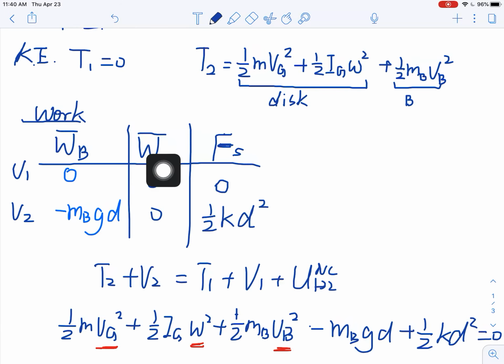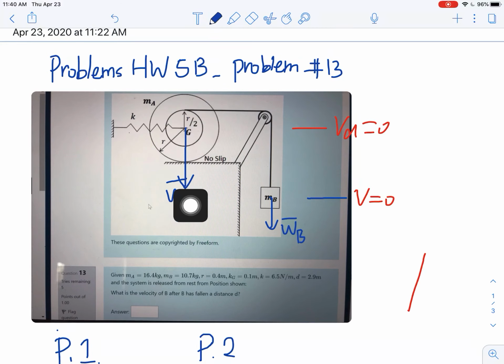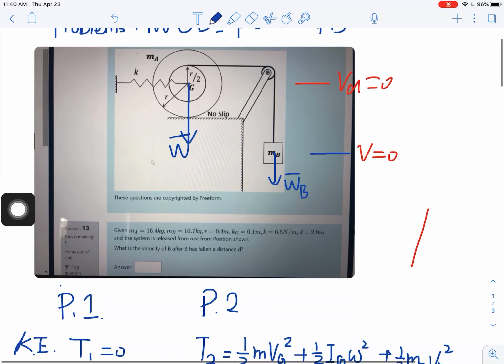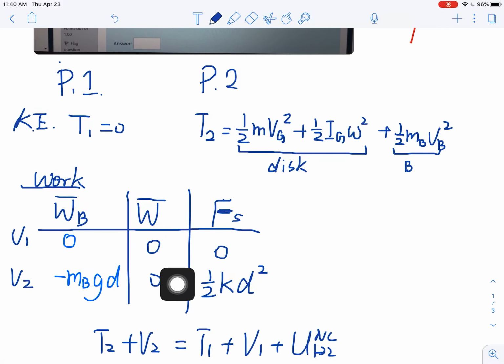And the weight force at the disk is acting in the negative j direction, but the whole disk is traveling in the positive i direction. So this force is acting perpendicular to the motion, therefore it does no work. So both potential energies from that weight force are zero.